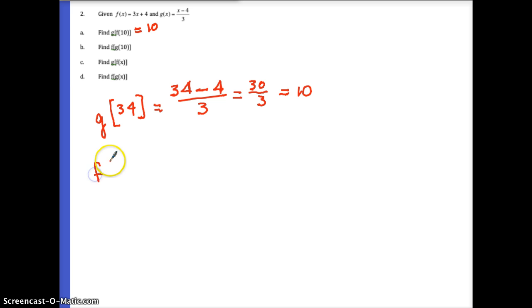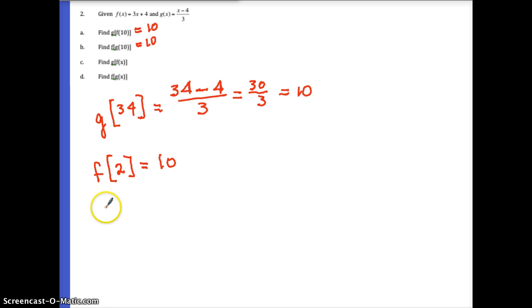F of g of 10, which is going to be f of, well, let's see, g of 10, if we plug 10 in here, 10 minus 4 is 6, and 6 divided by 3 is 2. So really I'm looking for f of 2, which is going to give me 3 times 2 plus 4, which is 10. So this gives me 10.